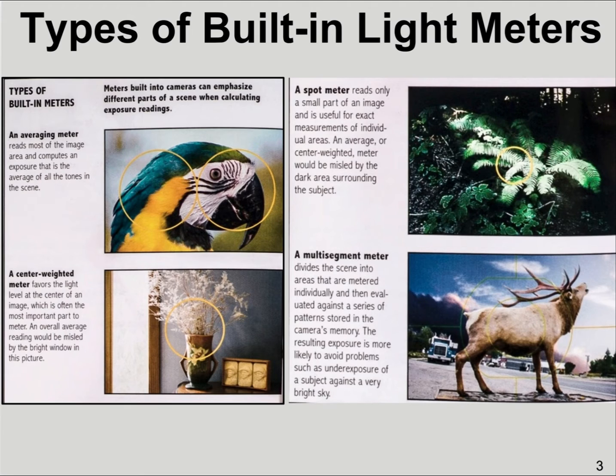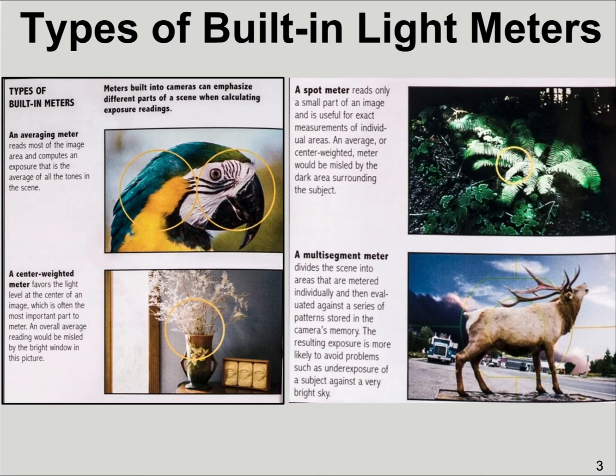So here are some examples of common built-in light meters. We'll get more specific. An averaging meter looks at multiple areas and gives you the average: left, right, up, down, center. Now that is pretty common. It's also maybe an older technology. We're not going to see exactly that as much.